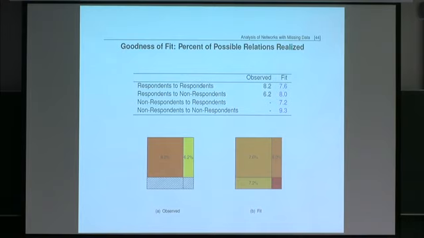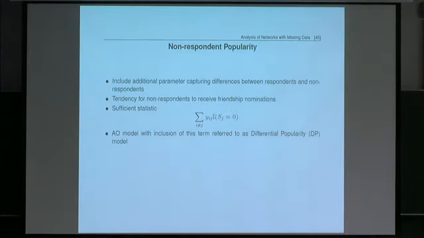So if the part of the network that was partially observed was missing at random, we would like to be able to explain this differential popularity by terms in our model. But here we see that we're not doing a great job of that. So to account for this, we add in another term to the model to measure this non-respondent popularity. And this will be called the differential popularity model, which is the all-observation model with the inclusion of this extra term. So what this term measures is the tendency for non-respondents to receive friendship nominations. And the sufficient statistic here is just the count of instances where this occurs.